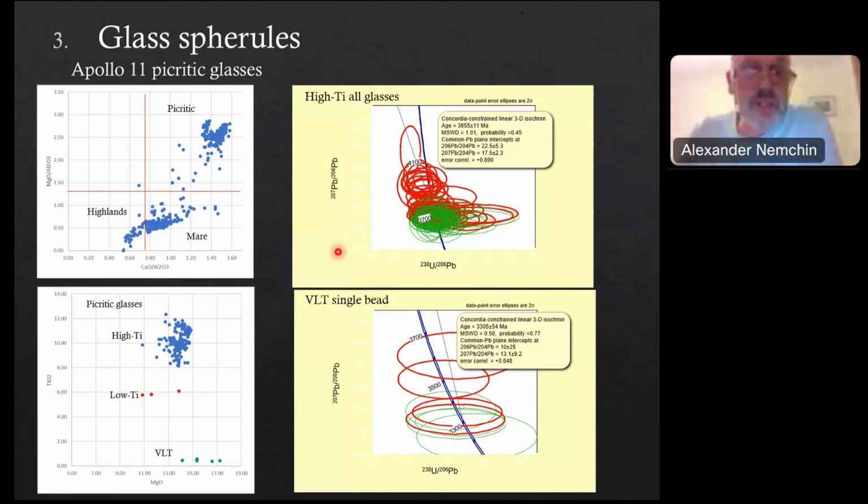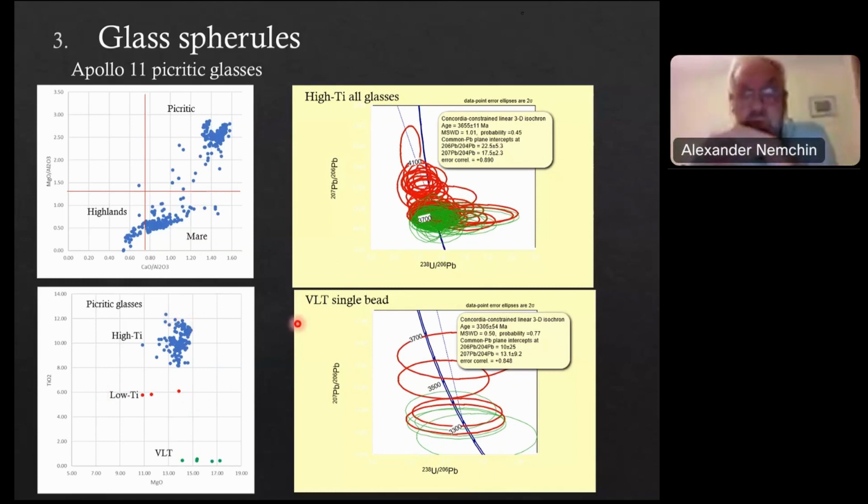So we looked at Apollo 11 glasses, and chemically, it appears that our sample contains the normal high titanium glasses you expect at Apollo 11, and a few low titanium and a few VLT glasses. We still didn't get to the completion of analytical work, so low titanium glasses I cannot really talk about.